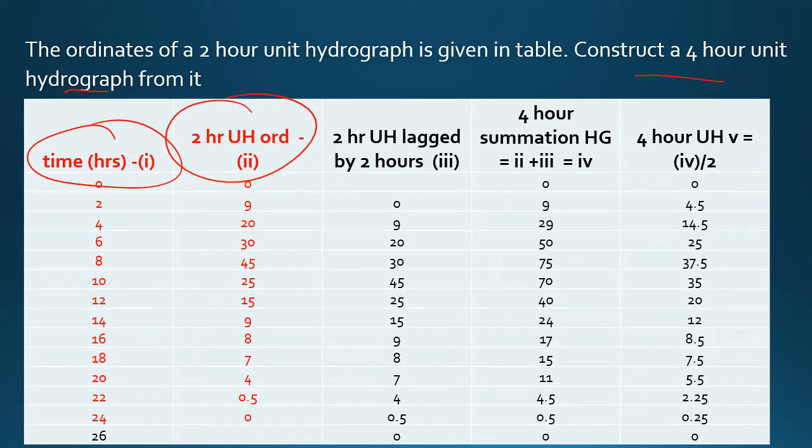That is, the data for one complete day is given, up to 24 hours, with a time interval of 2 hours. So the discharge ordinates in meter cube per second are 0, 9, 20, 30, 45, etc. So the first step is to find out the number of lags. Here, let's say we have to find a 4-hour hydrograph from a 2-hour hydrograph. That is, 2 into 2 equal to 4.